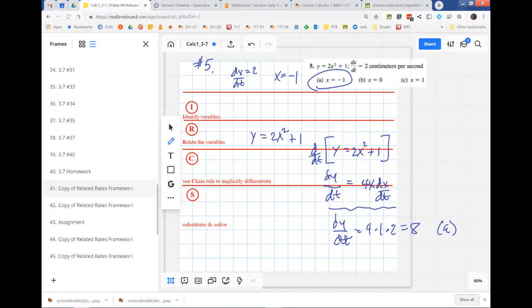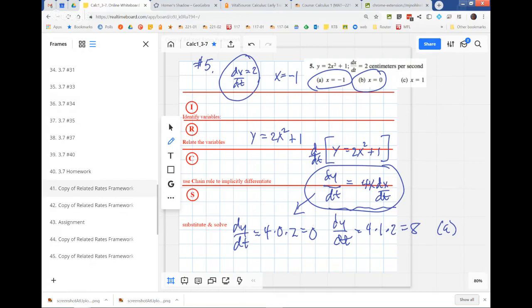So how do you find B? Well, this is really the key part of our answer, that derivative. And now, instead of substituting in a -1 for x, now you're going to plug in x equals 0. The dx/dt stays the same. So for part B, let's do that over here to the right. dy/dt equals 4, and this time x is 0, and dx/dt is still 2. Of course, the answer now is 0. So part B, the answer is 0. And then you could do the same type of thing for part C.